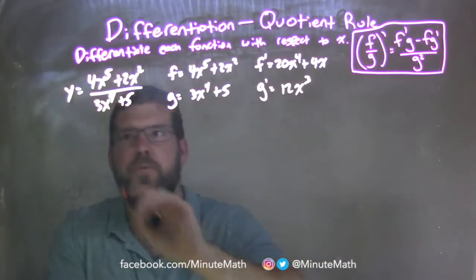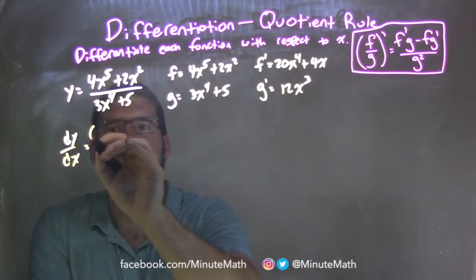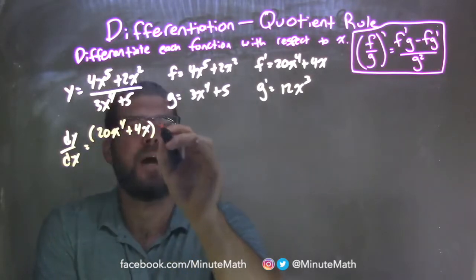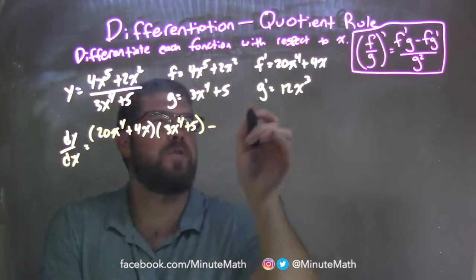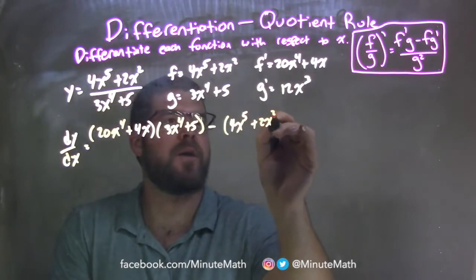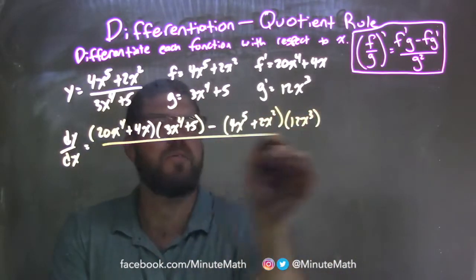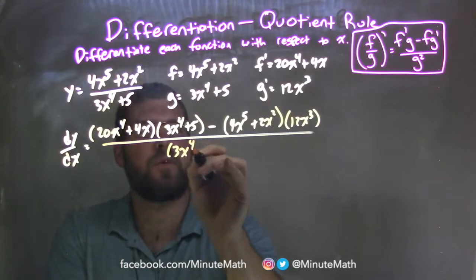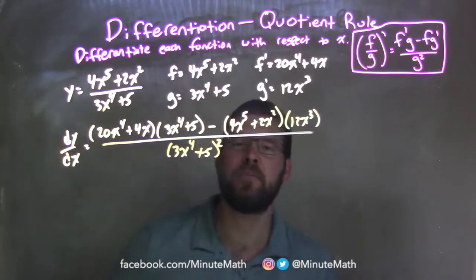Let's apply our quotient rule written right there. dy/dx equals f prime, which is 20x to the 4th plus 4x, so now it's just a plug and chug kind of thing, times g, which is 3x to the 4th plus 5, minus f, which is 4x to the 5th plus 2x squared, times g prime, which is 12x to the 3rd. All of that over my denominator, which is g squared, so we have 3x to the 4th plus 5 all squared. So at this point, I've finished my calculus.